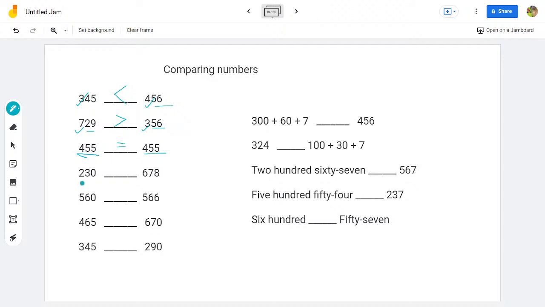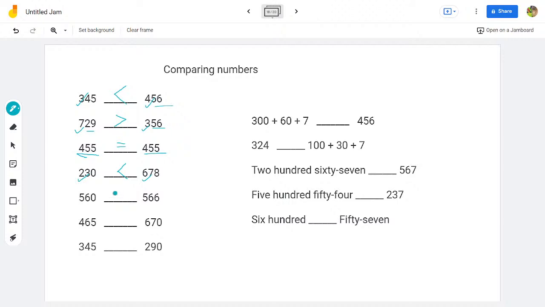Now comes the next one. We would first compare the hundreds column. So as we see, here we have a 200, here we have a 600. We know that 678 is bigger than 230, so we would use the less than sign. 230 is less than 678. Let's move on to the next set of numbers, 560 and 566.